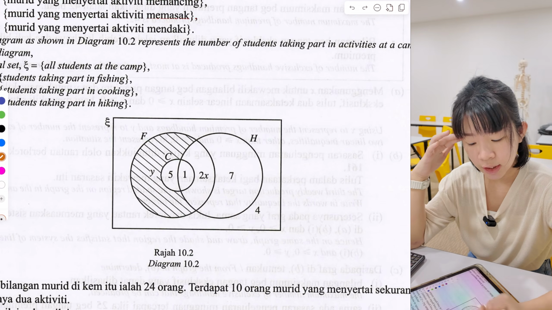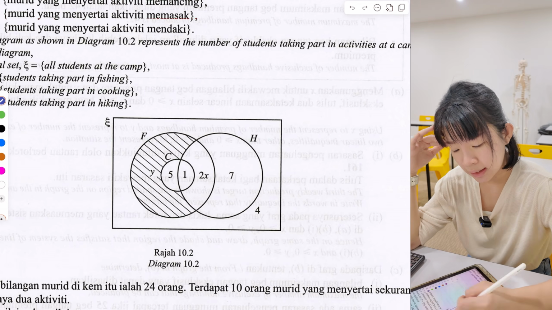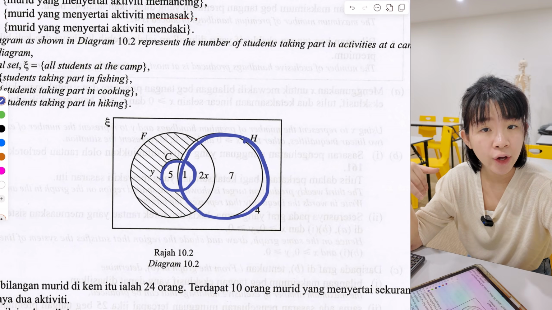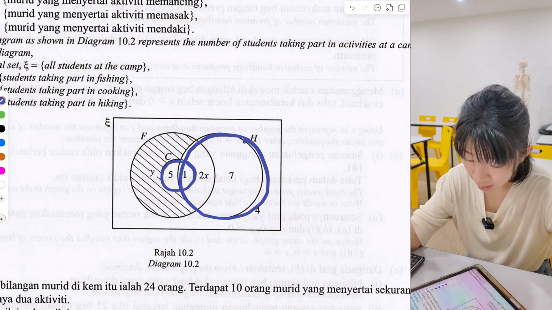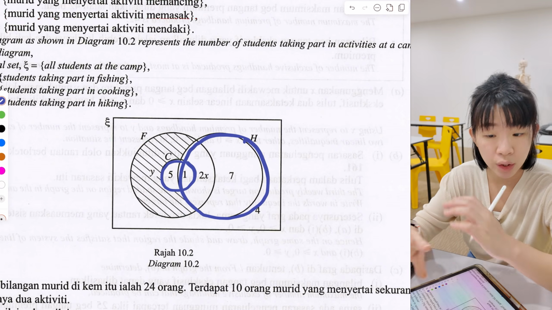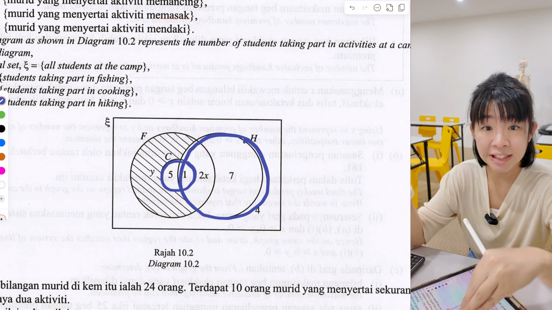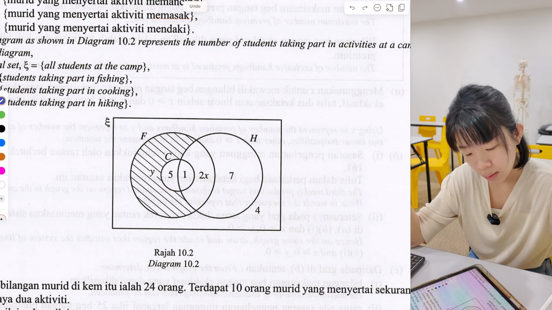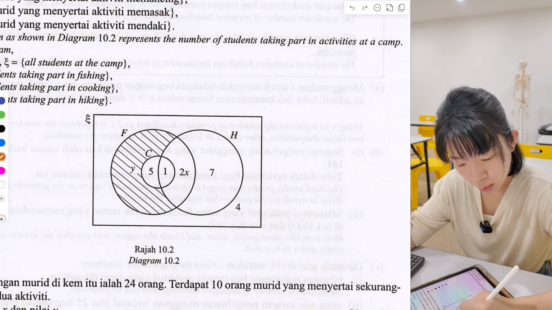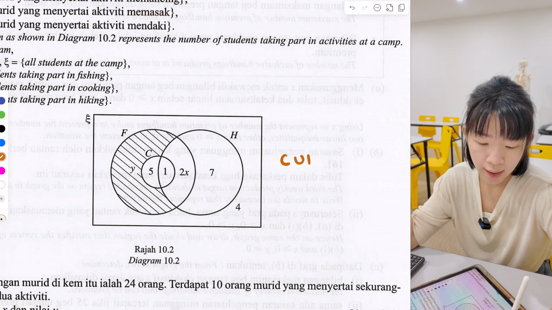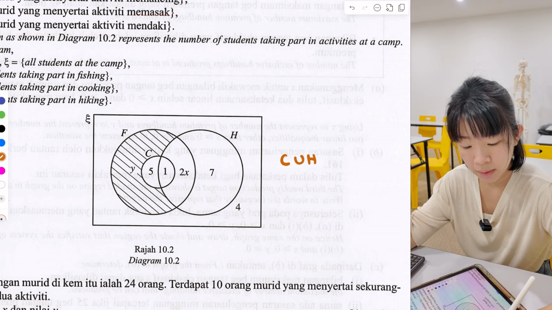In order to get the shaded region here, do you realize that the whole C and the whole H is not involved? The shaded region is not in C and H at all. So we don't want C, don't want H. We only want the space outside of C and H, correct? So we can put this. We don't want C and H. Everything, C union H, we don't want.